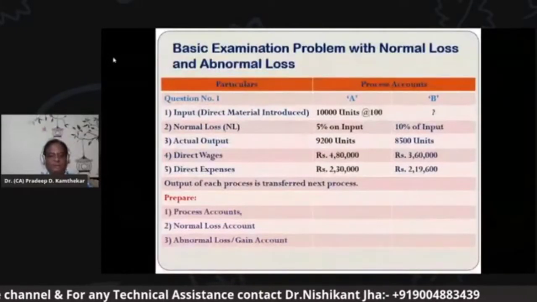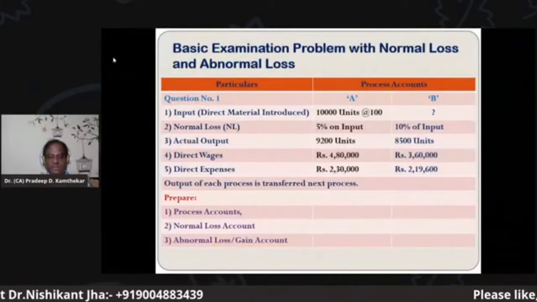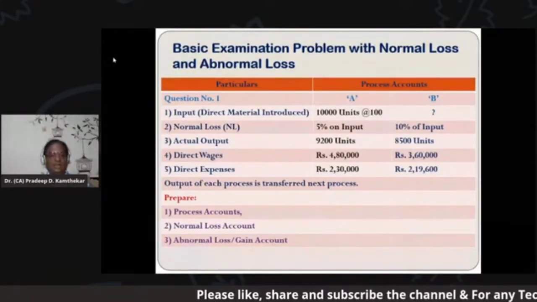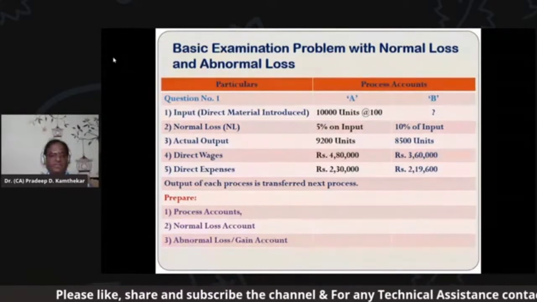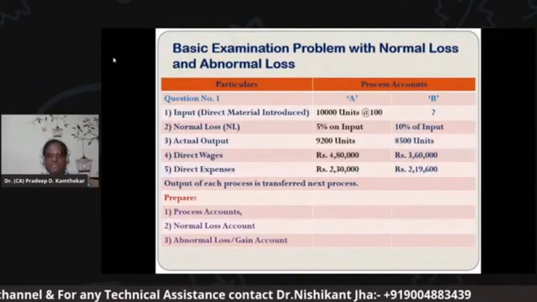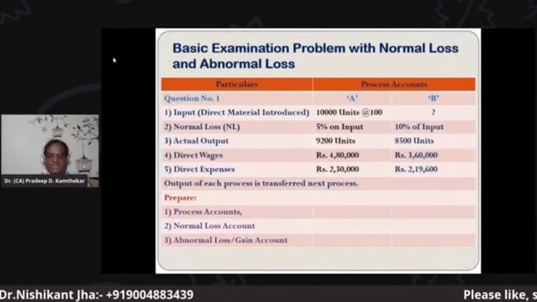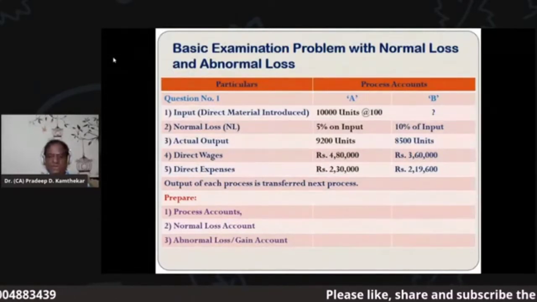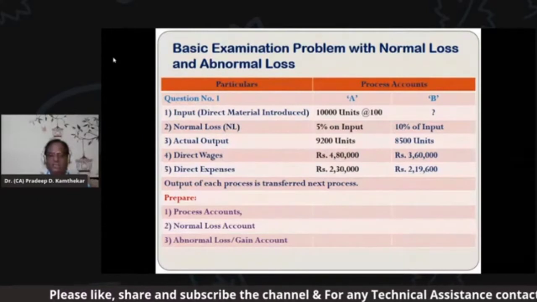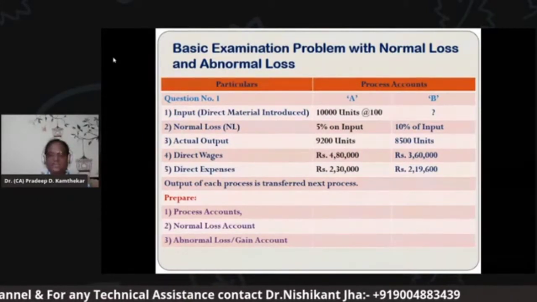Now this is a small problem where we have 10,000 units input in process A, 5% normal loss, actual output 9,200, direct wages 4,80,000, direct expenses 2,30,000. For process B, input is not given because output of process A will be the input of process B. Then 10% of the input is normal loss, 8,500 is actual output, 3,60,000 wages of that process, and 2,19,600 is the expenses of that process.